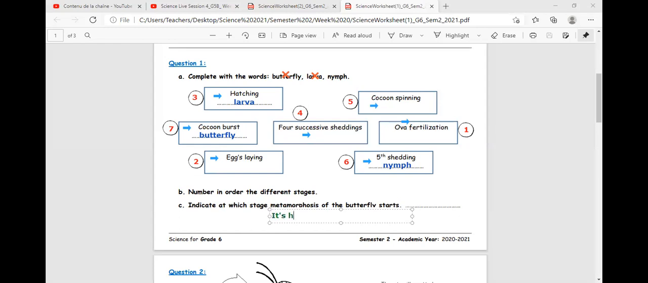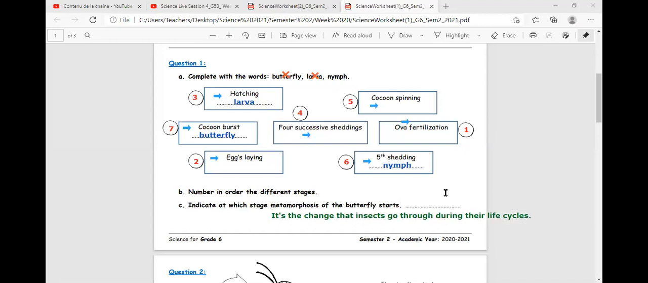Yes, the change. Do all animals go through this metamorphosis, this change? No, not all of them. Insects go through it during their life cycles. It's the set of transformations. The insect changes a lot. It changes its form. This change is called metamorphosis.